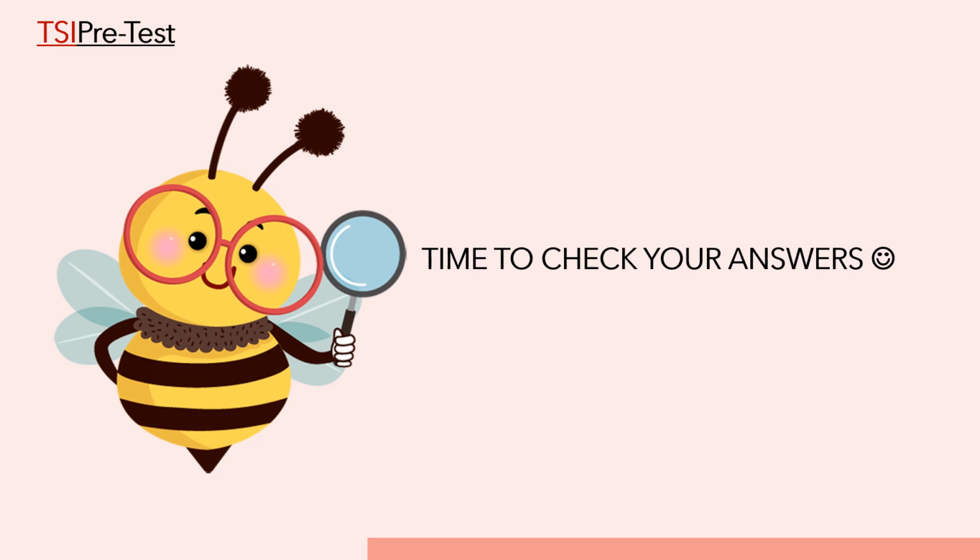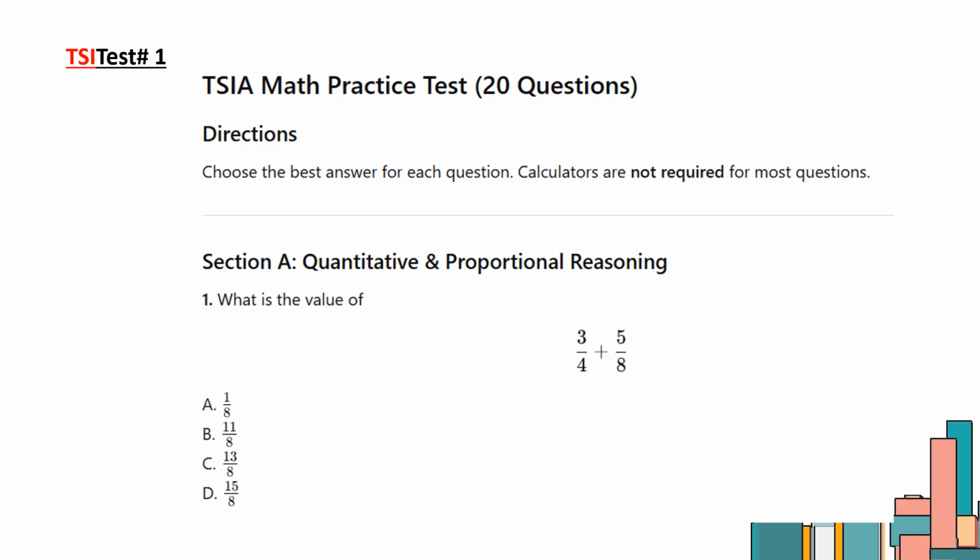Now is the time to check your answer. For question number 1, we have addition between the two fractions. So we will need the common denominator, and we see that the least common denominator here is 8.